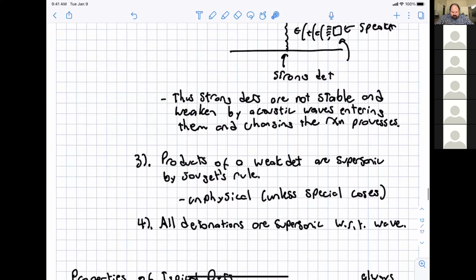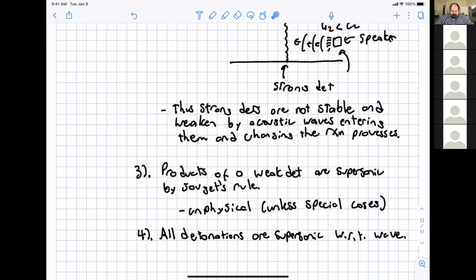Okay, and then, Professor, so Jouget's rule applies even if it's not a curve with a Rayleigh line that has a CJ point? Yes, it's basically any crossing point of the product Hugoniot, or of the Hugoniot in general, and a Rayleigh line. It is not just the CJ point.